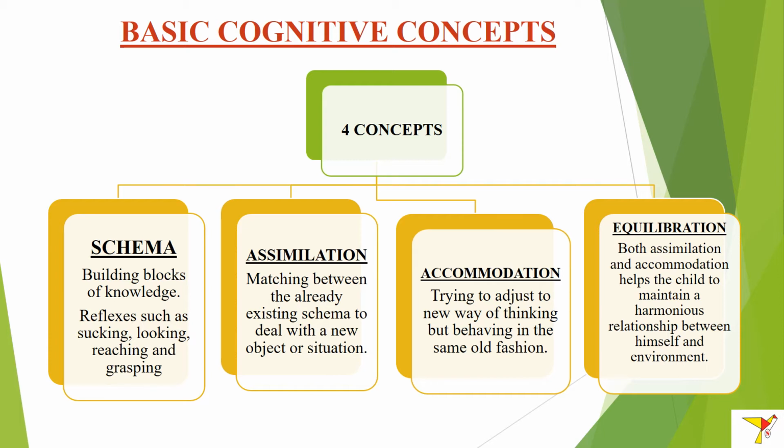The first concept is schema. Schema are the basic building blocks of intelligent behavior, a way of organizing knowledge. All of us have different schemata. In babies, these schemas are represented through reflexes such as sucking, grasping, looking. For example, a baby will suck a nipple or a person's finger if someone touches their lips. This is a sucking schema.